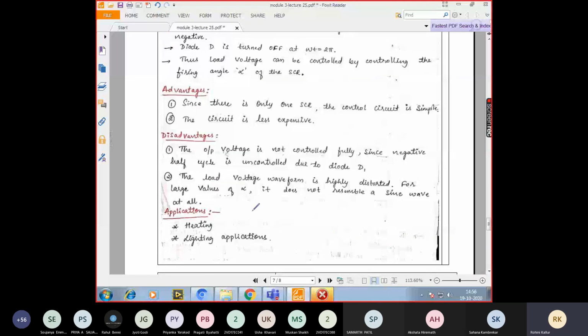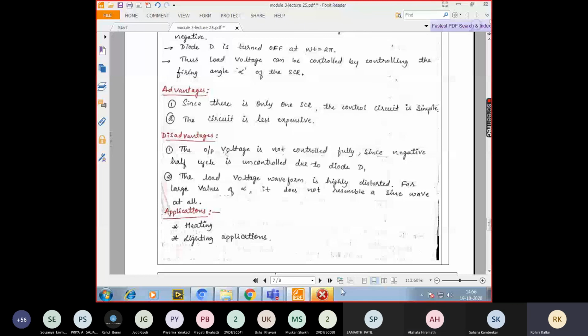It is used in heating applications, lighting applications, and induction motor control. Wherever I want only half of my output cycle to be controlled, I will select this particular circuit. Is it okay?